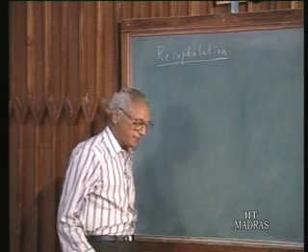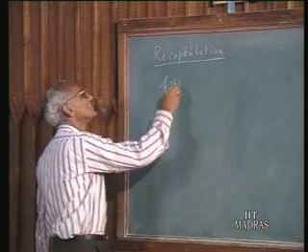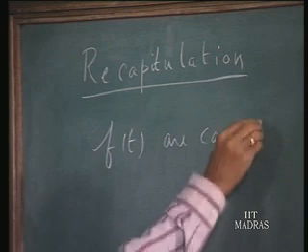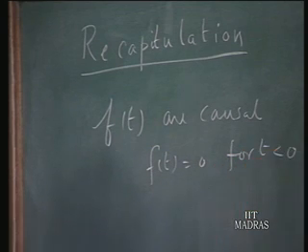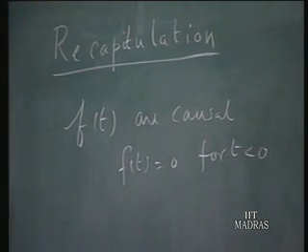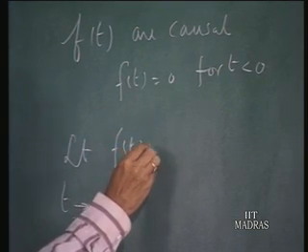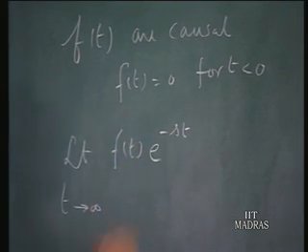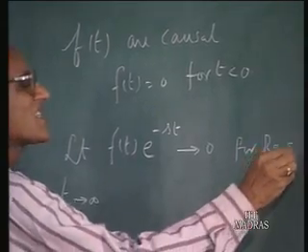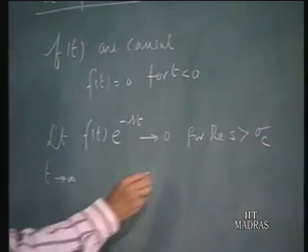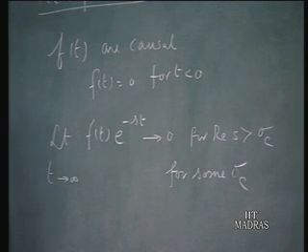We are concerned with functions of time which are causal. So the f of t which we are concerned with are causal, that is f of t is 0 for t less than 0, and further we said they are of exponential order. That means limit as t goes to infinity of f of t e to the power of minus st goes to 0 for real part of s greater than some number sigma c, for some sigma c which is a function of f of t.